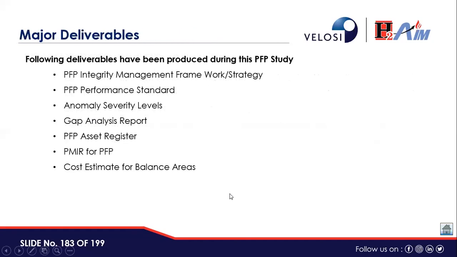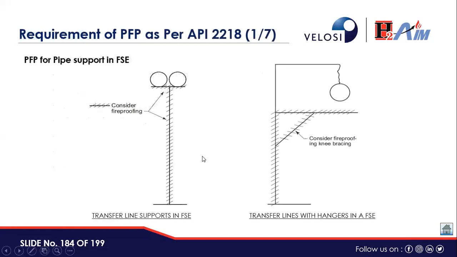So, these were the deliverables for this study. PFP integrity management framework strategy, PFP performance standard, anomalies, severity levels, gap analysis report, PFP asset register, PMIR for PFP, cost estimate for the balance areas as well. So this is the passive fireproofing or prevention for the pipe support. This is the transfer line supports, and this is transfer lines with hangers.